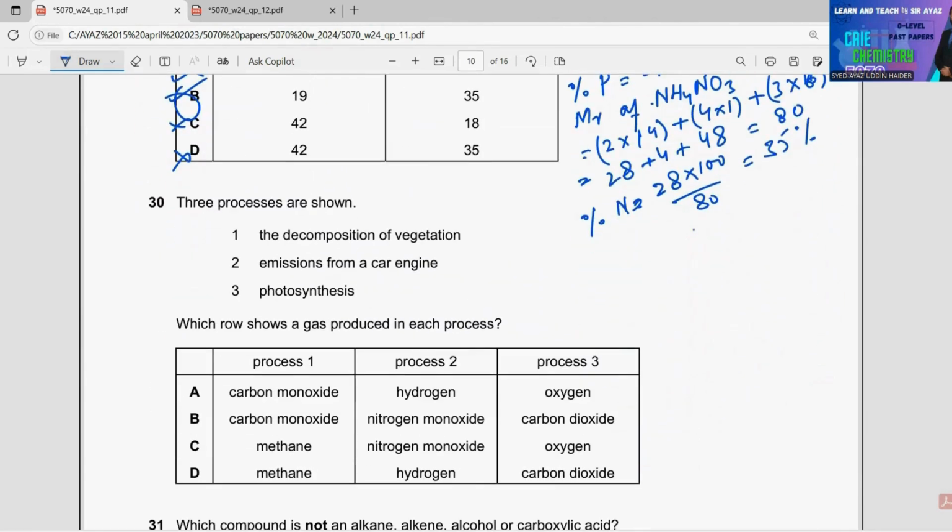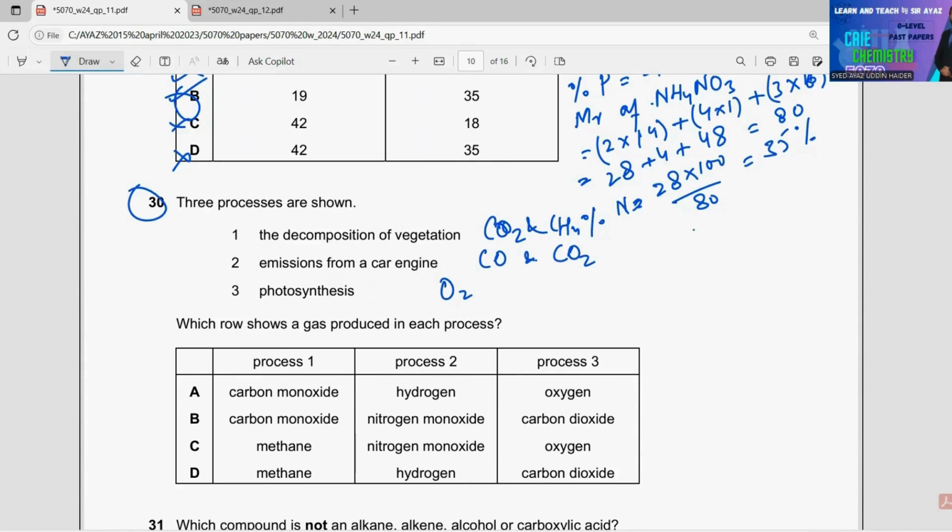3 processes are shown. 1. The decomposition of vegetation. 2. Emissions from a car engine. 3. Photosynthesis. Which row shows a gas produced in each process? During the decomposition of vegetation, we'll get carbon dioxide and methane. In emission of car engines, we'll get lots of different gases. We are getting carbon monoxide as well as carbon dioxide. Photosynthesis produces oxygen.